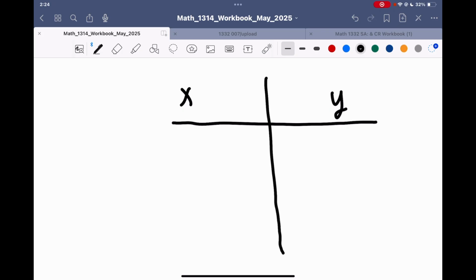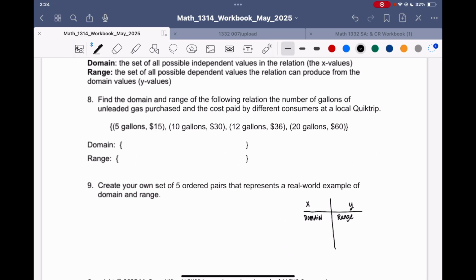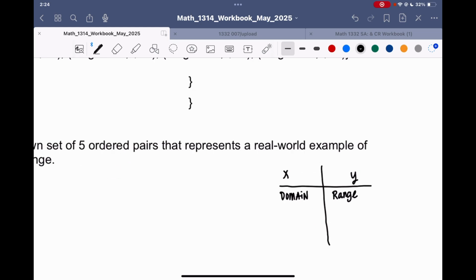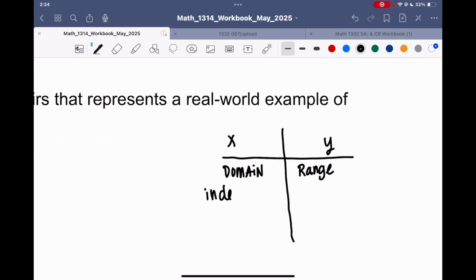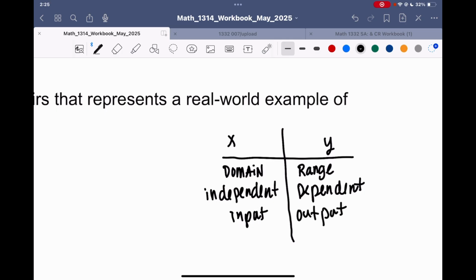So we're just going to make a table with all the things that x and y can be. Our definition says our x is our domain, and then it says our y is our range. If we go back to the definition, it says that x is the independent, y is going to be the dependent, and then x is also going to be your input, and y is going to be your output. Okay, x is horizontal, y is vertical.